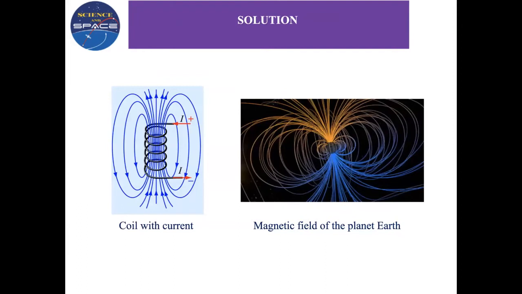As you can see on the slide, an electromagnet will create the magnetic field which has the same magnet lines as the Earth. So the decision was made to place a coil inside the station which will produce the field with the same magnitude and the direction as the field on Earth.